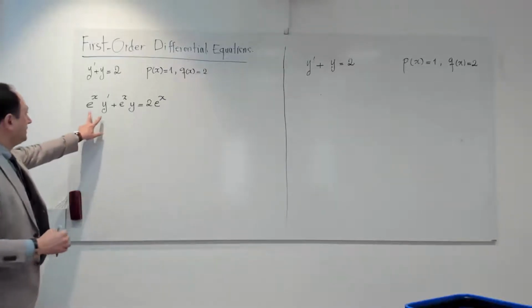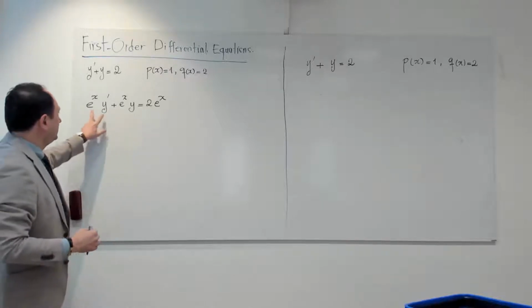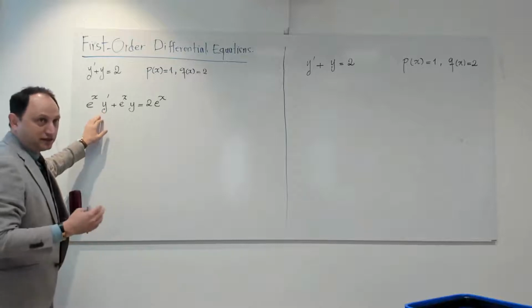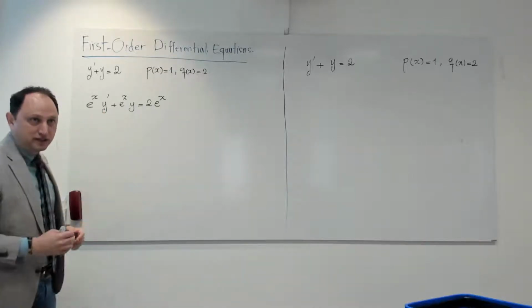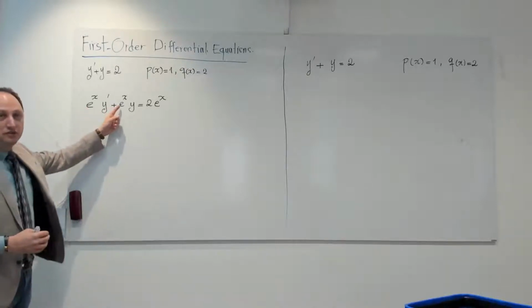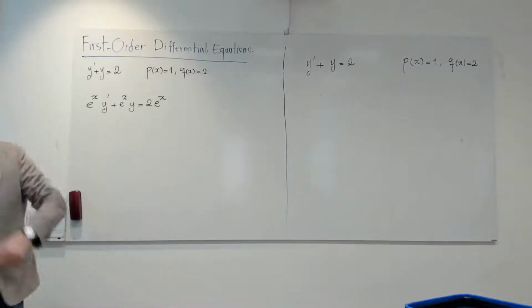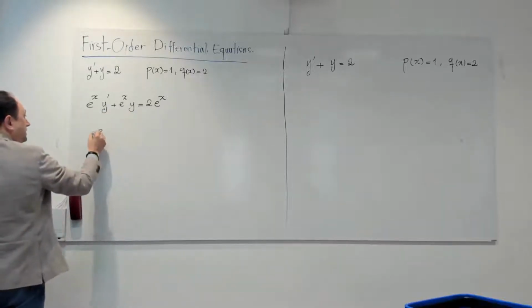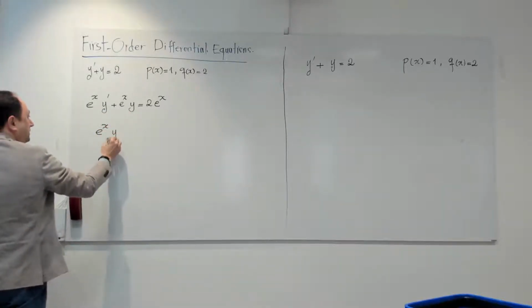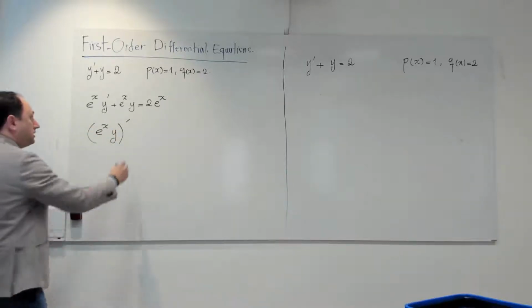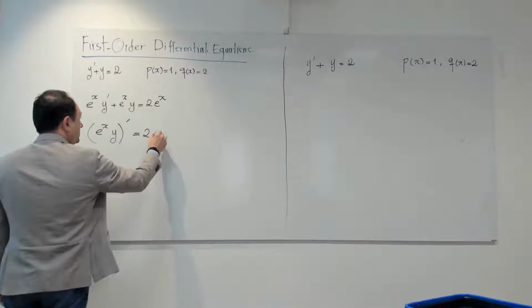Do you see that this combination is familiar? That's the product rule of derivative. And the reason that's confusing is because the derivative of e to power x is e to power x itself. So what I'm saying is that the left-hand side can be written in this form. And the right-hand side is just 2 e to the power of x.